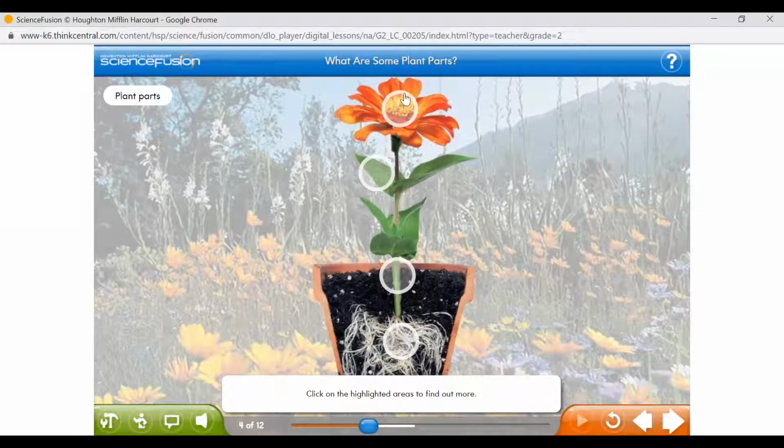So each part of the plant has a function or a job to do. Everyone needs to work. Let's see the roots, what the roots do.